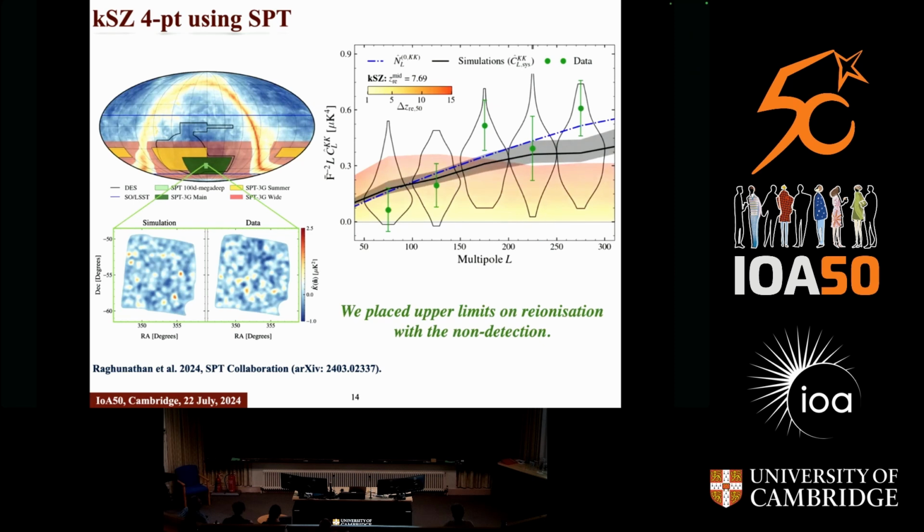Okay. So on this plot, the green data points are our data. The violins are expectations from sims. The black curve is the mean of all of those simulations. And if you can see here, if we subtract the black curve from the green data points, all of our data points align very well around 0. So we use this non-detection and we set upper limits.